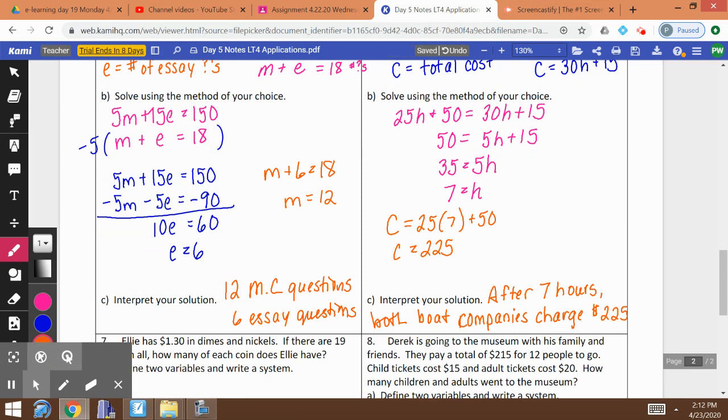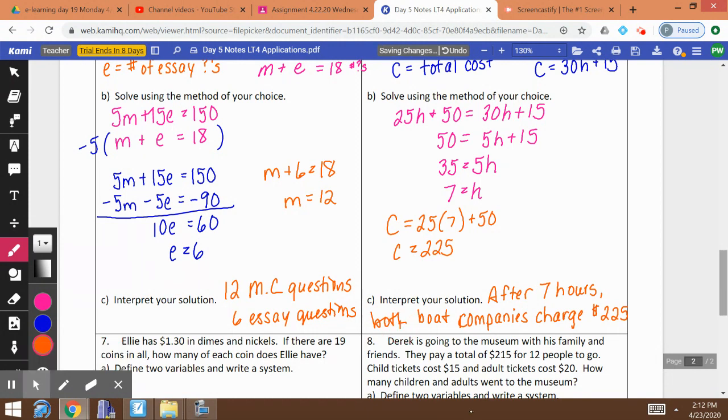All right, so I solved it with substitution. I got 7 equals H and 225 equals C. I interpreted this already. After 7 hours, both boat companies, not just Hal's or not just Best Boats, both boat companies charge $225. That's what we're trying to decide.